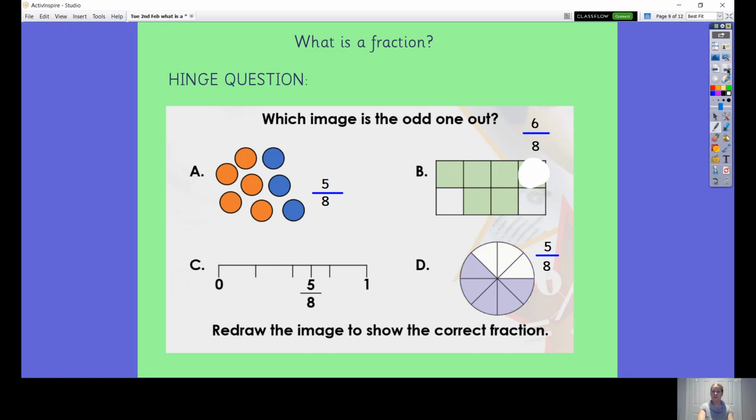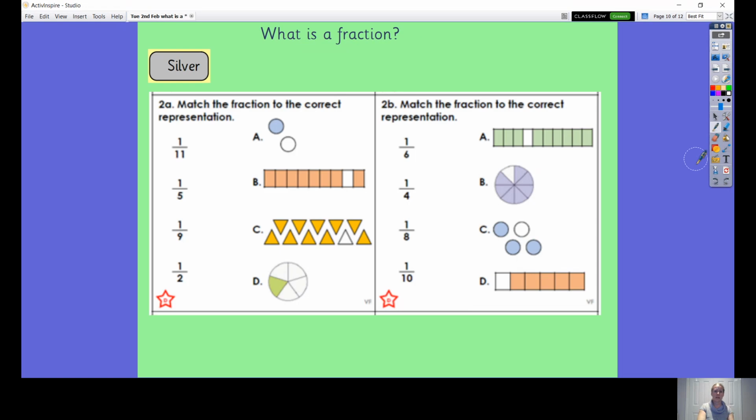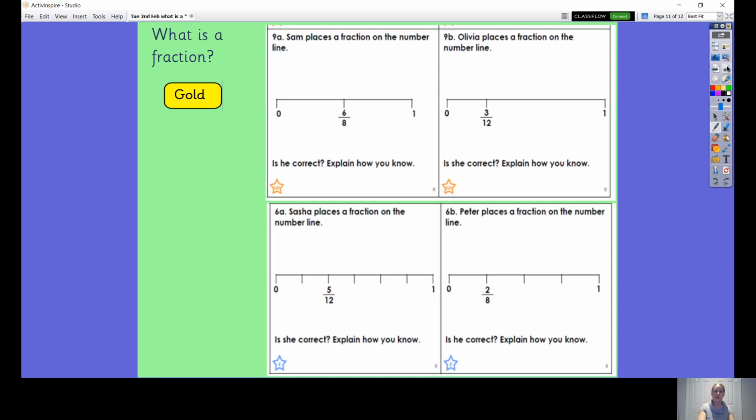Okay, so on to your tasks for today. Silver, you have got some fractions. So you write the fractions down, and just like we did in the shared session, you write down which letter, which picture, A, B, C or D goes with them, and the same for this side. Okay. So you can pause here and have a go at that. And then for gold, you've got some of the number lines. So Sam places a fraction on the number line. Is he correct? Explain how you know. So try each of those.